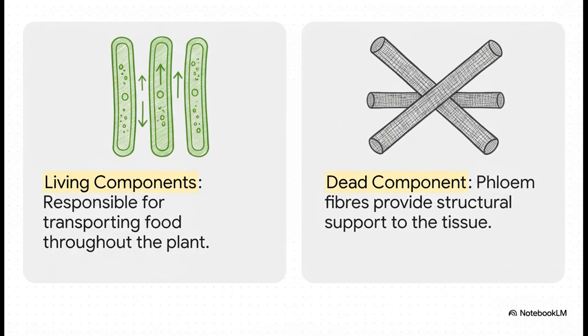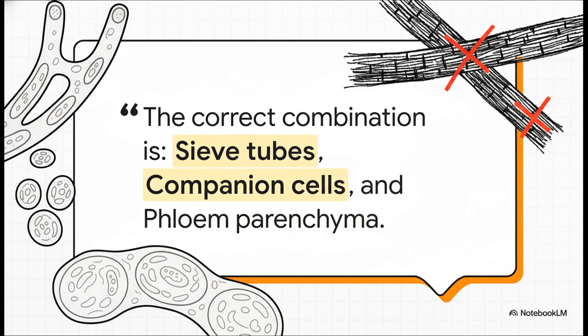And here's the key to remembering this. Think about their jobs. The 3 living components are all busy doing the main job of phloem, which is transporting food around the plant. They're the active workers. The one dead component, the phloem fibers, it has a totally different, more passive job. It's just there to provide structural support, kind of like the steel frame of a building. So with that in mind, the answer becomes pretty clear, right? The only combination that lists only the living parts is, of course, sieve tubes, companion cells, and phloem parenchyma. If an answer choice includes phloem fibers, you know it's got to be wrong for this question.